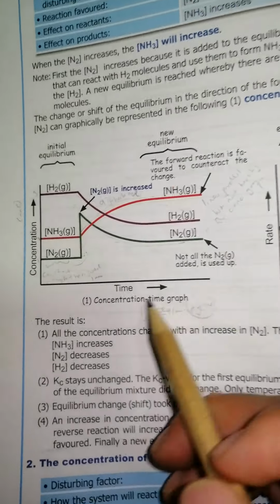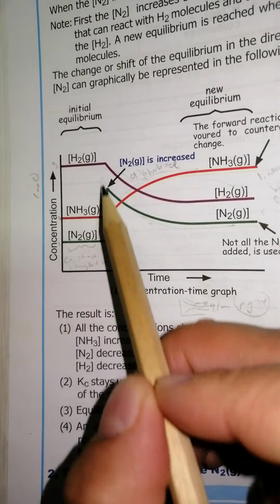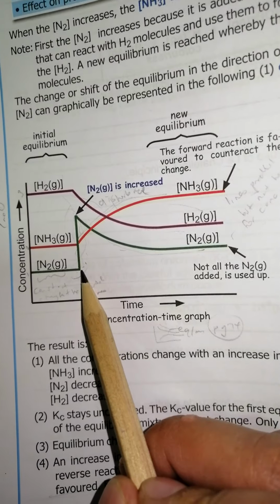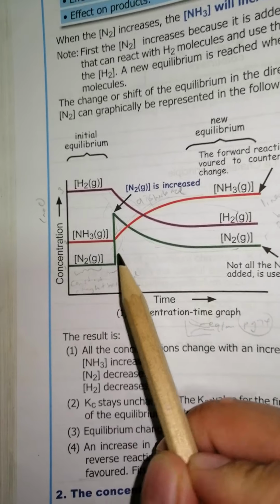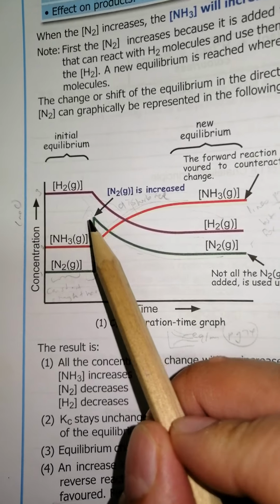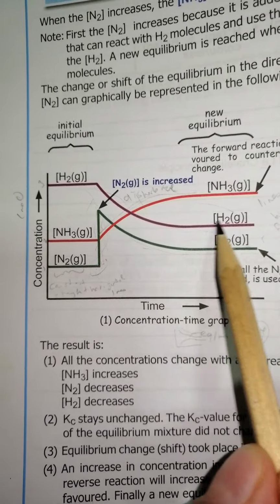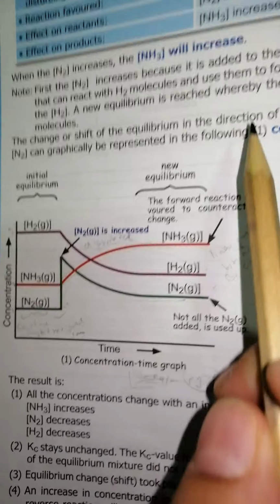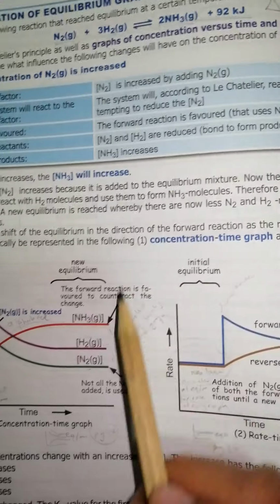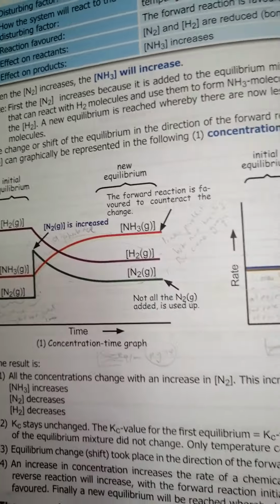So what you need to know here is you had equilibrium in the beginning. All of a sudden, the graph shot up for nitrogen, which shows a rapid increase of nitrogen concentration. After that, reactants decreased, which is nitrogen and hydrogen, and product increased, showing that the forward reaction is favored. And then afterwards, you had equilibrium again.